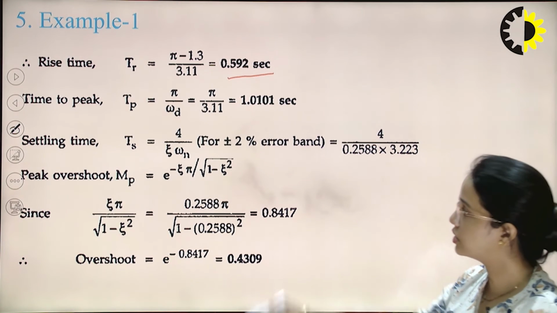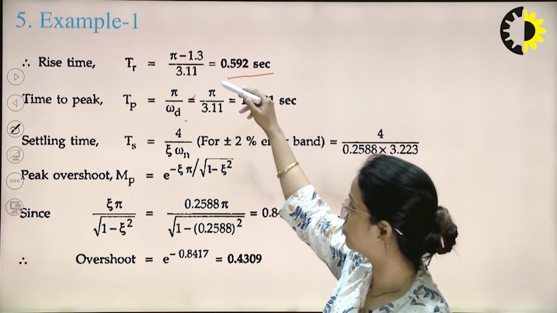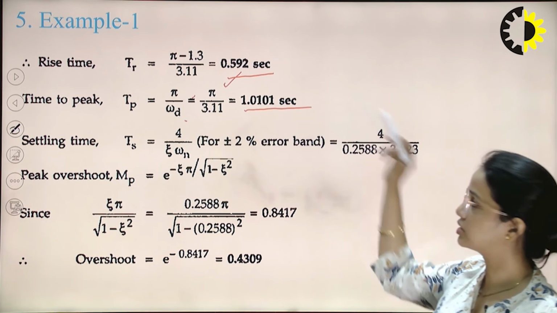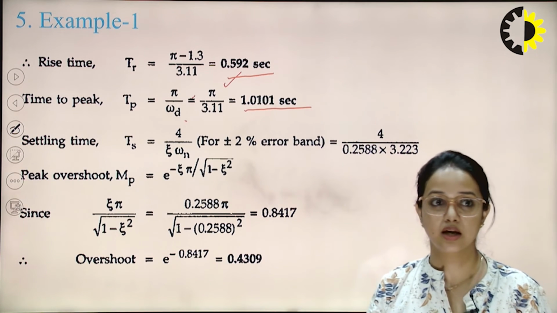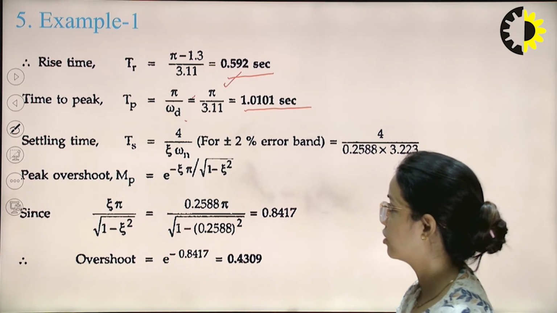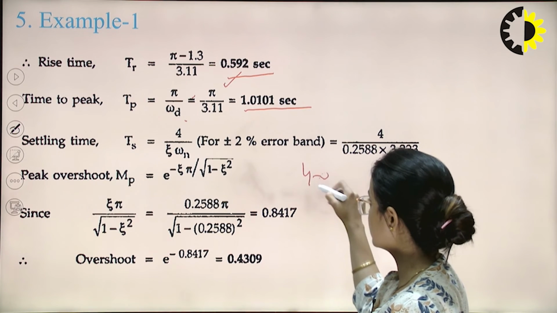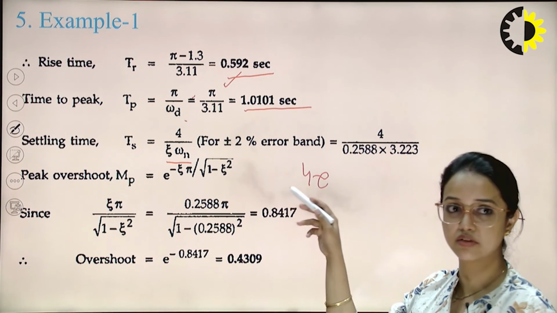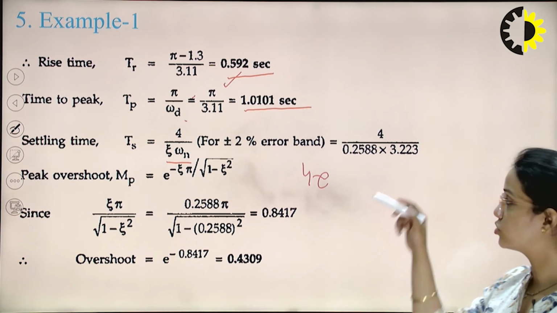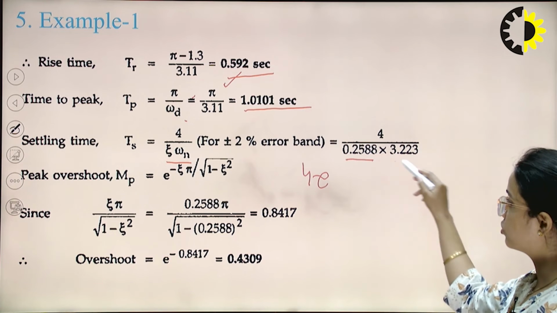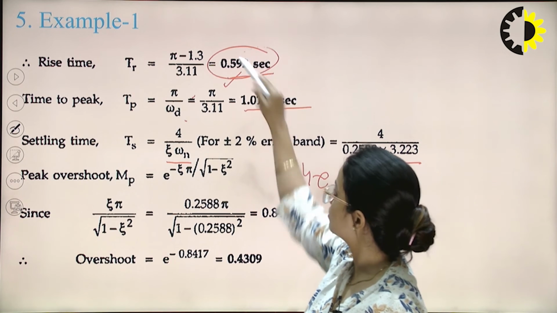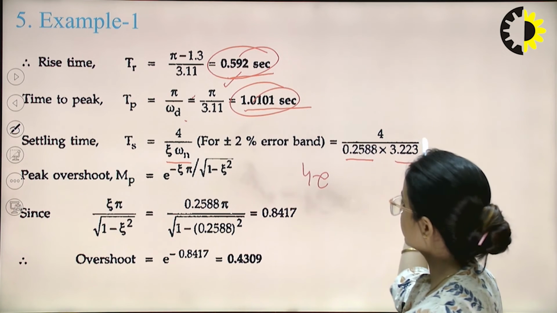Now TP is pi by omega d. Pi divided by 3.11 gives 1.01 seconds. Settling time is always 4 tau. This time constant is 1 upon zeta omega n. For a plus or minus 2% error, we take it as 4 tau, so it is 4 upon zeta into omega n. So these are all the variables which we have calculated.